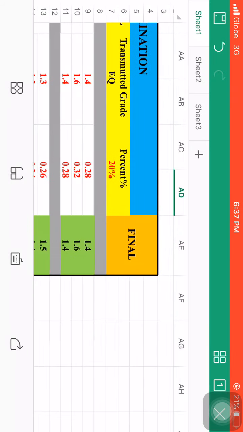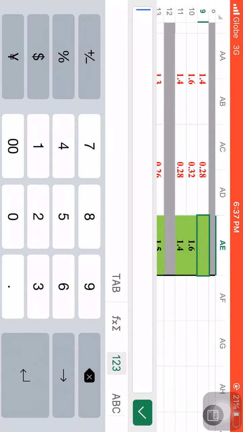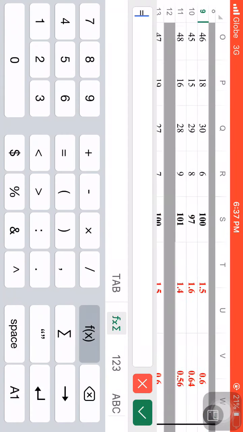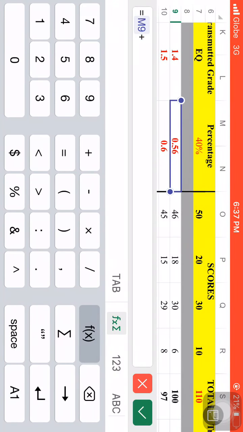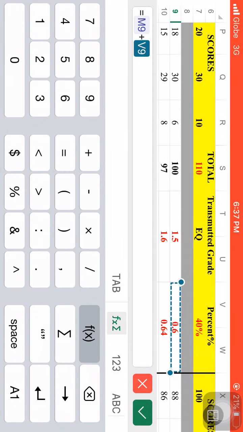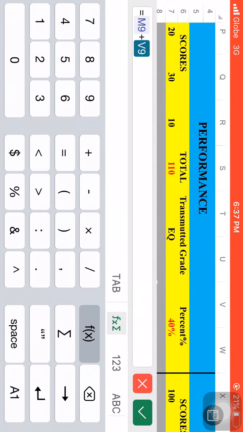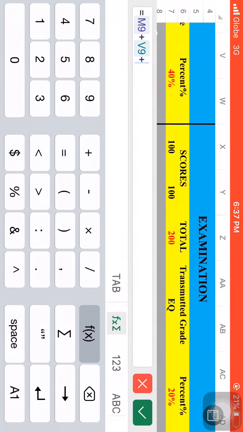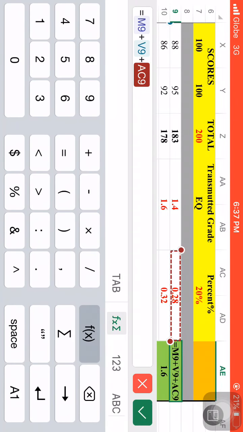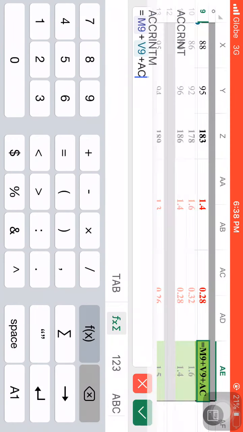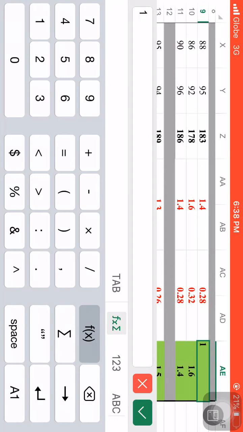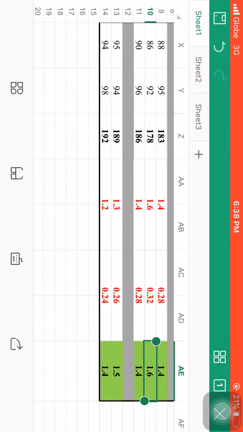So in getting the final grade of your student, just type equal sign, click the percentage of the first student in written, plus the percentage of the first student in performance, plus the percentage of the first student in examination, then check. So that is 1.44. Since we need 1 decimal point, 4 is not considered to round up the number, so it will still be 1.4. So that's it. Then follow.